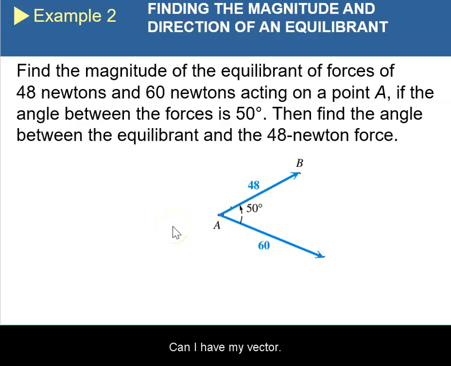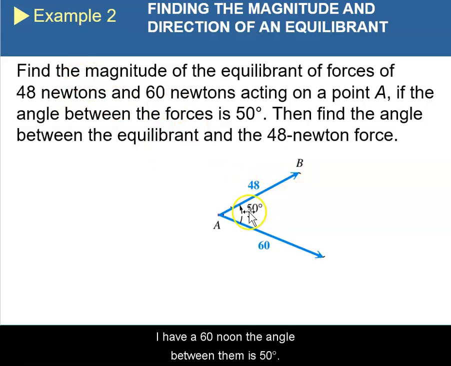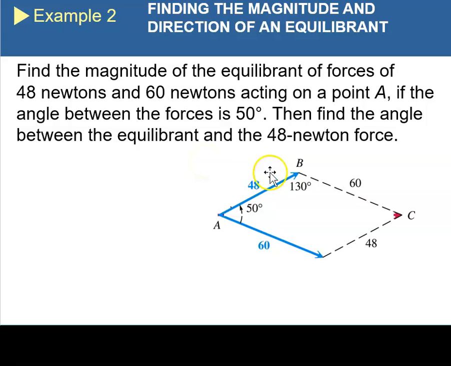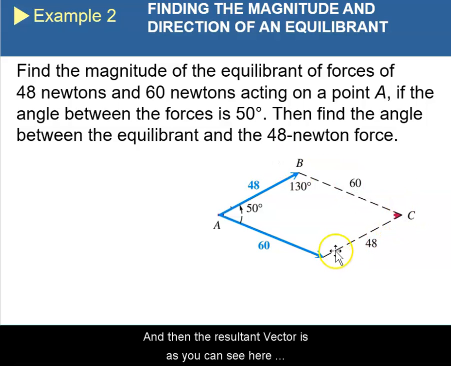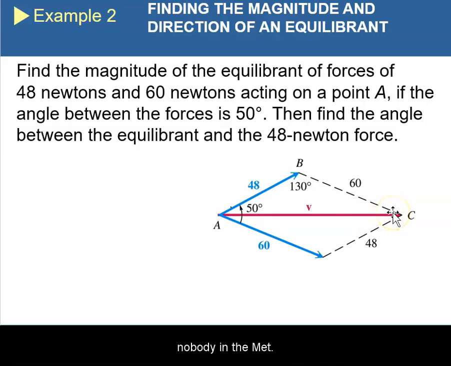So I have my vector. I have the 48 newton, I have the 60 newton, and the angle between them is 50 degrees. So I can draw my parallelogram, and then the resultant vector, as you can see here, will be in the middle.